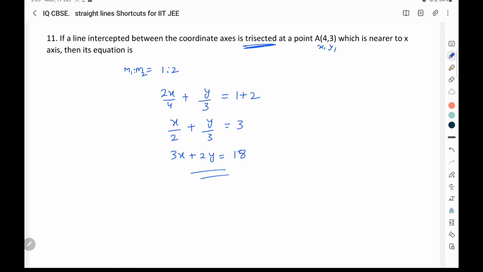Okay. I am not writing the formula again and again because you need to learn it by heart. It means you need to keep it in mind. That is the reason I am not writing the formula again and again. If you need the formula, you can go back 2-3 questions and you will find it.